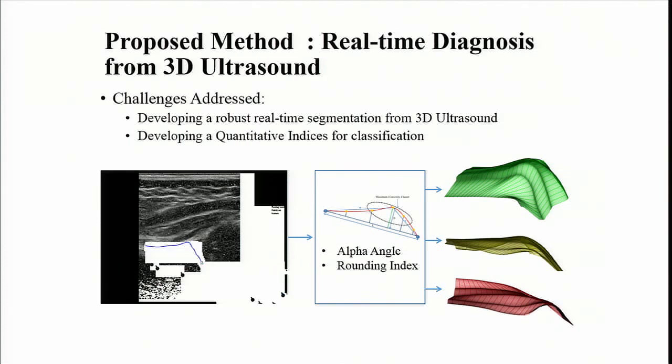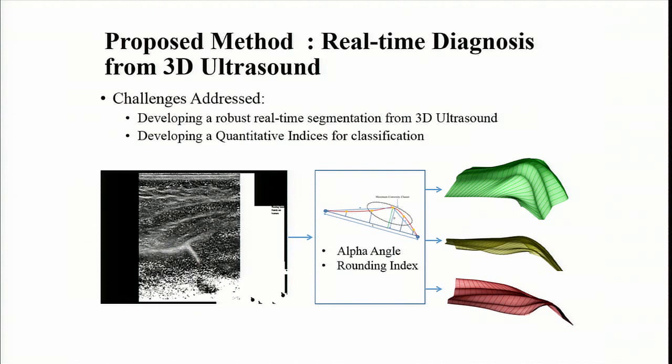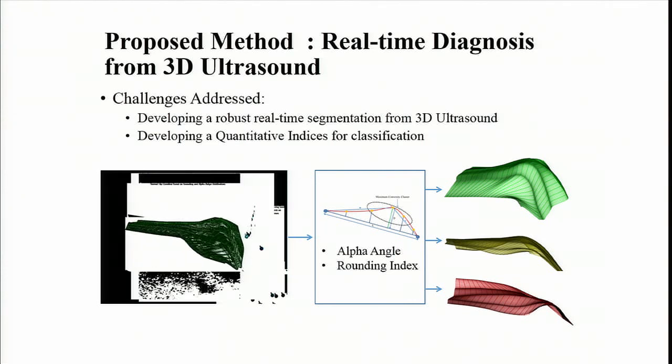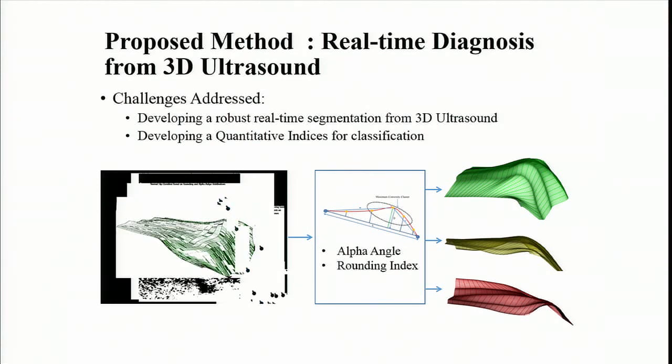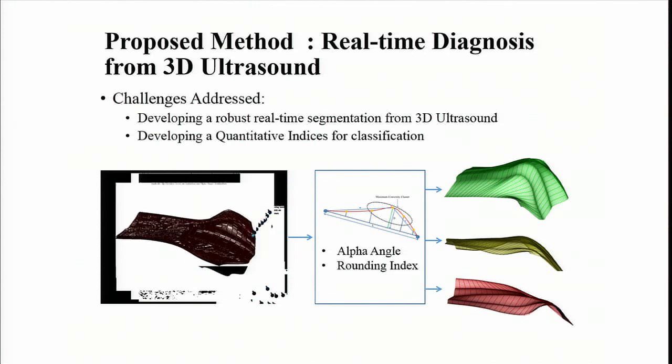But what we're trying to do is to segment the bone shape from the ultrasound volume. And we are able to segment the structure. Based on these two calculations, the alpha angle and the rounding index, which indicates the shape of the acetabulum, we come up with a diagnosis that it's either a normal hip, a dysplastic hip, or it's somewhere in between.